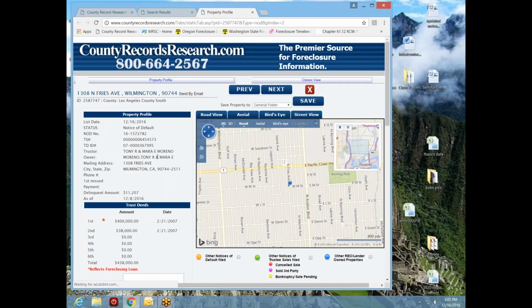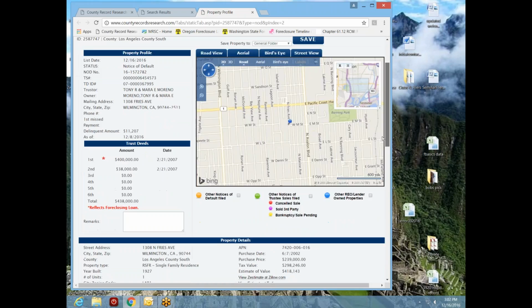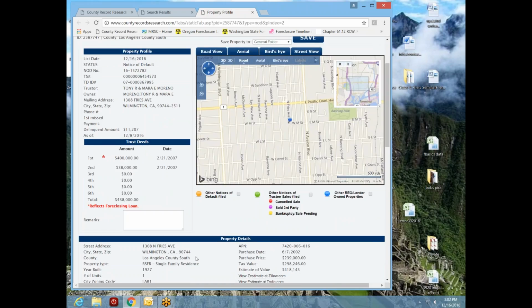Okay, now this is Tony and Mara are the trustors. Now notice we have a trustor and we have an owner. The owner's on title, the trustor borrowed the money. So these are usually going to be the same folks, and they're usually going to have the same mailing address as the house, because most of the time it's going to be 1 or 2 people that own a property that borrowed the money.